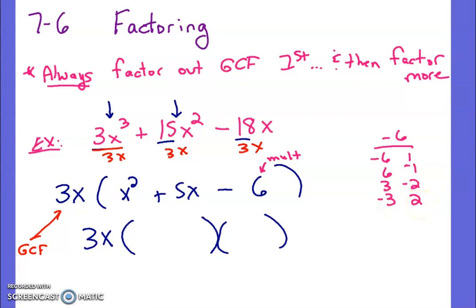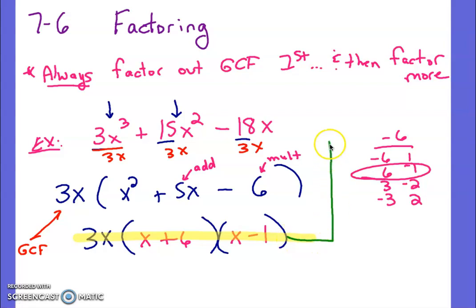And so it's one of those possibilities, but then you find which one actually adds together to give me positive 5, and it's this guy right there. So x plus 6, and then x minus 1. So all of this is your answer, including the GCF. So the way to check this is if I multiplied all that back together, then it would equal the original problem. And that's what factoring is. You factor the GCF first, and then you factor all the way until it can't be factored anymore.